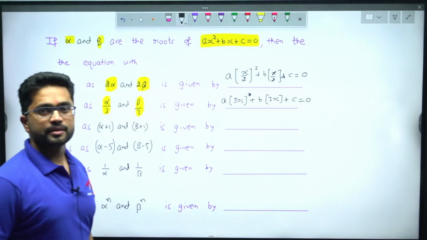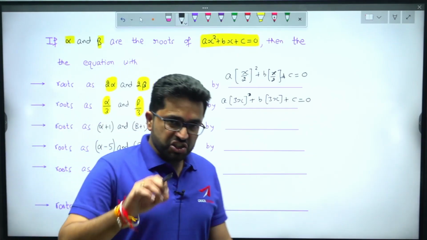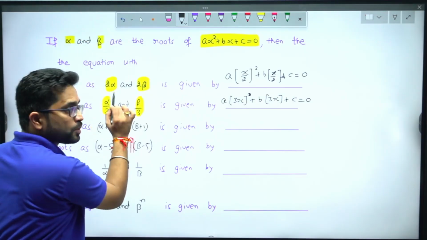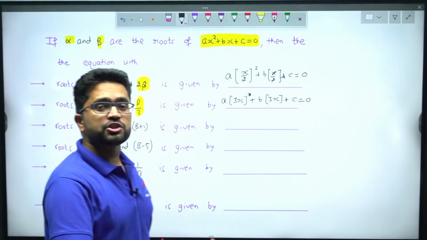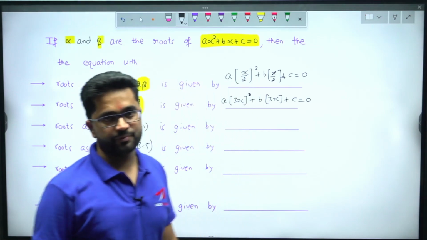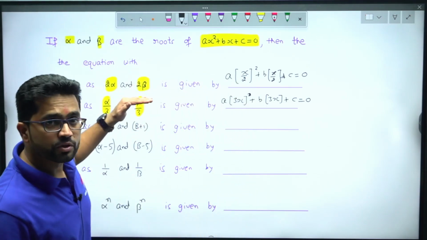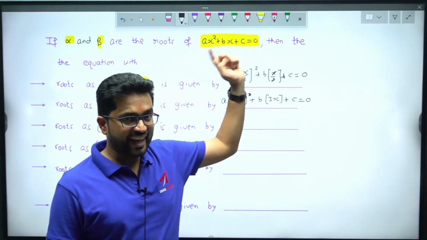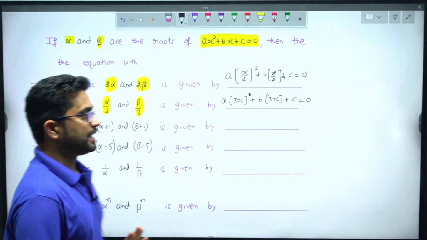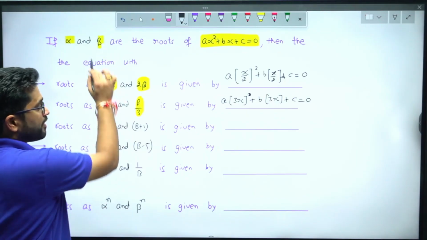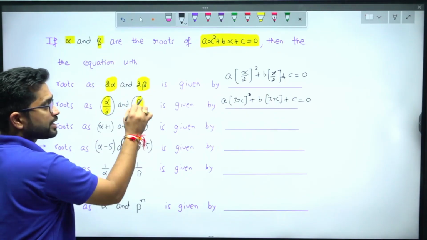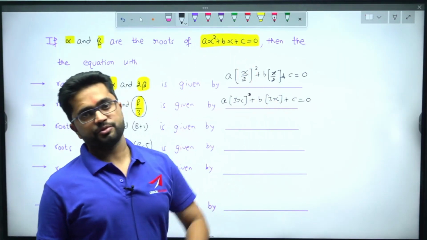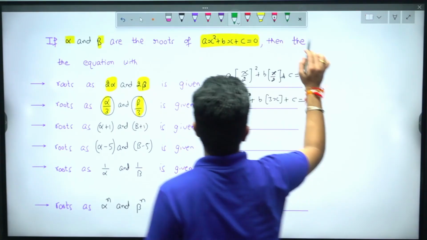Okay. See, basically what is happening? The changes you are doing with the roots, from alpha and beta to 2 alpha and 2 beta, the reverse operation you need to apply for x. You are multiplying the roots with 2, so you will replace x with x by 2. In the second case, you are dividing roots by 3, so now you need to replace x with 3x.